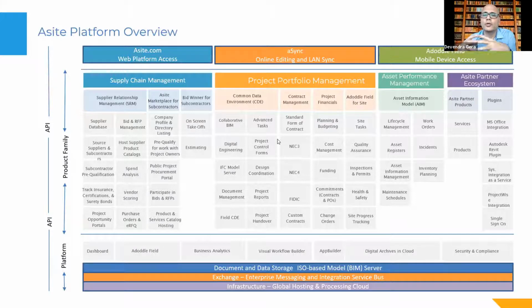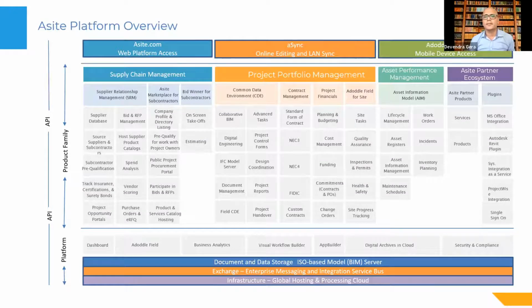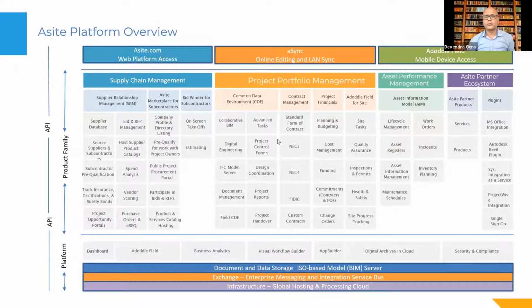The middle part shows all the product families which we have, starting with supply chain management, and then project portfolio management, asset performance management, and the ASICT ecosystem. The bottom is all the common components which form the basis of our platforms globally.